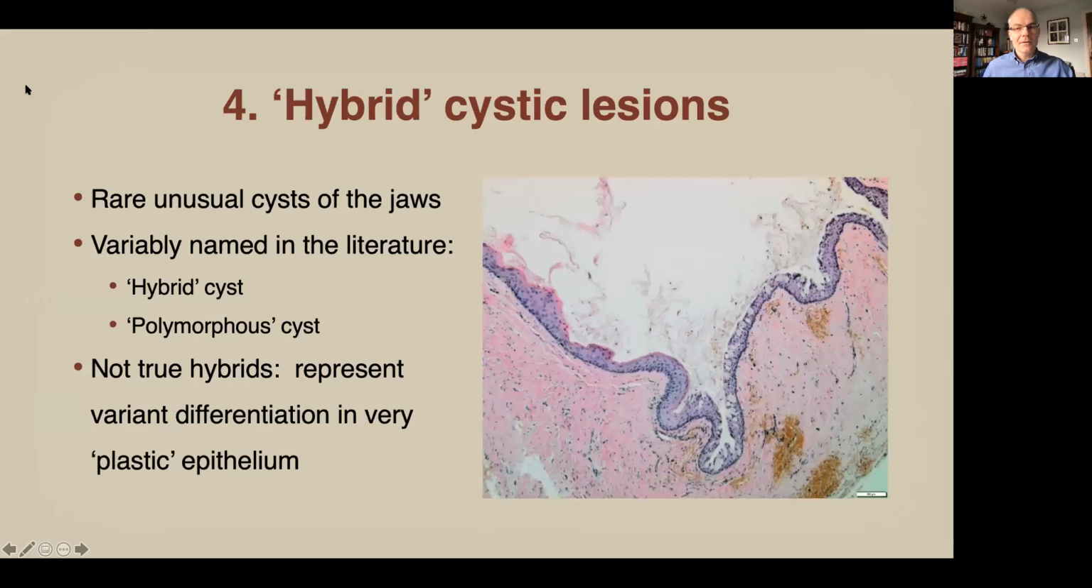And then there are, getting into a further area of controversy, hybrid cystic lesions, which are very rare, and we occasionally have these. This is one that we had recently, which is a keratinized area and then a glandular odontogenic cyst-like area very closely associated with it. And I think these just are not true hybrids, they just represent the plasticity of odontogenic epithelium.